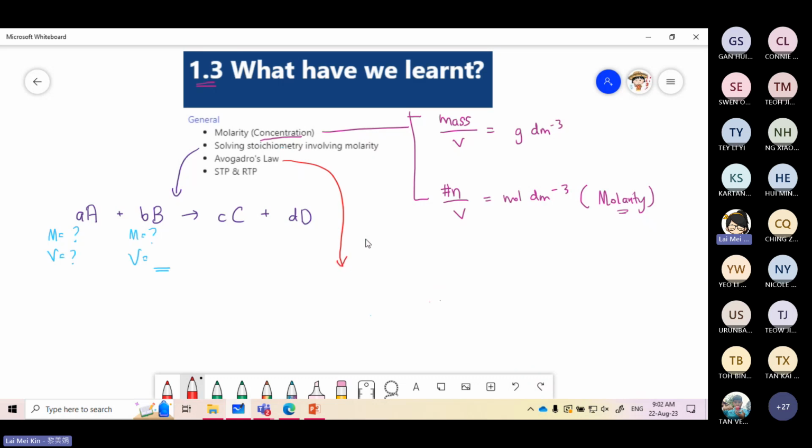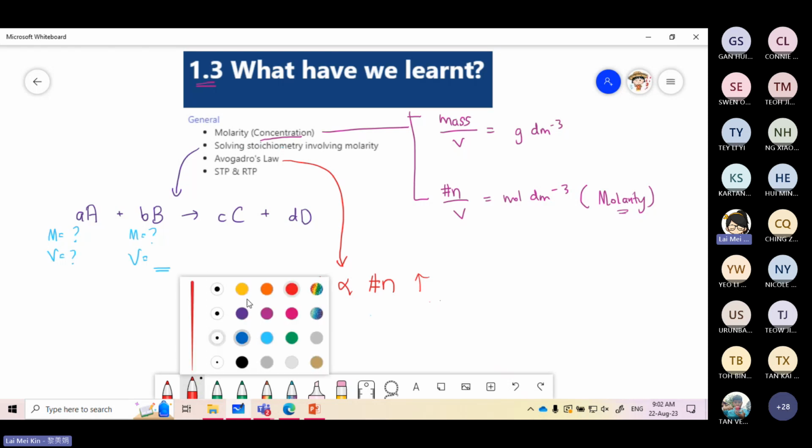Next, we move on to Avogadro's law. What do you remember about Avogadro's law? Directly proportional. What is directly proportional to what? Volume is directly proportional to number of mole. Directly proportional means if the volume increases, number of mole also increases. So this is Avogadro's law.